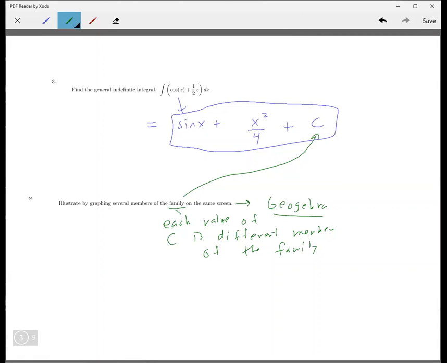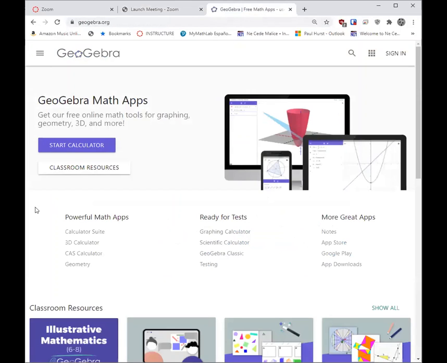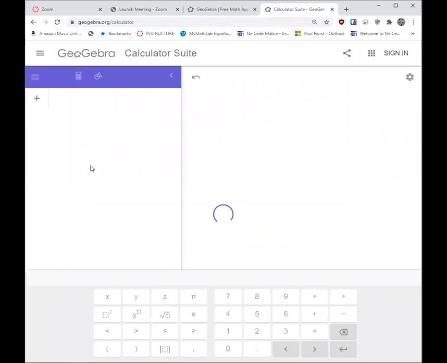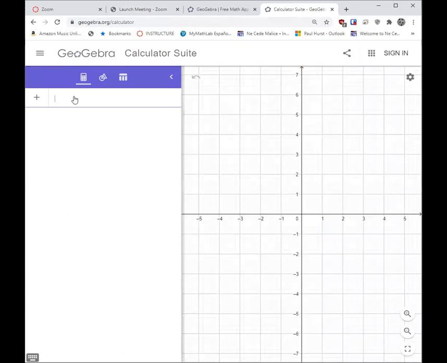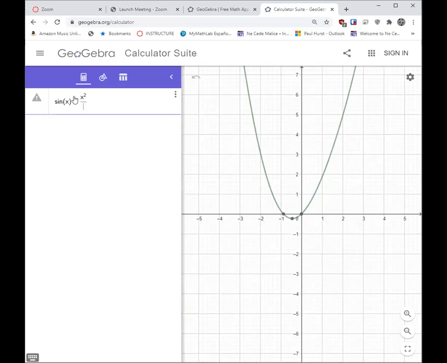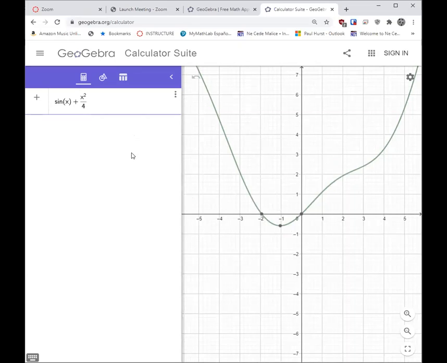So go over here to GeoGebra, and just go to the regular calculator, and sine of x plus x squared over 4. Okay, and then I'm going to hit enter, and that locks in there. So there's one member of the family. That's just with the constant c equals 0.